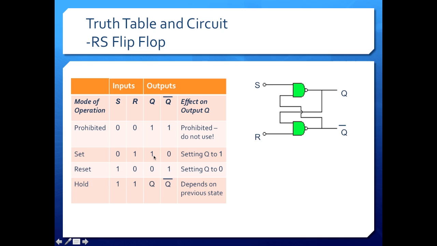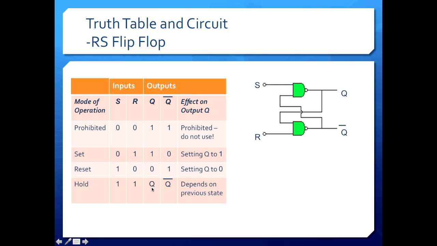The set state, or set mode of operation, is when Q is high. And the way we achieve that is when we put S to 0 and R to 1. Likewise, the reset state is when we have Q at 0, Q naught at 1. And to accomplish that, S has to be 1, R has to be 0. And then the hold state, which is both inputs are 1, means that Q and Q naught really result in whatever they were before.